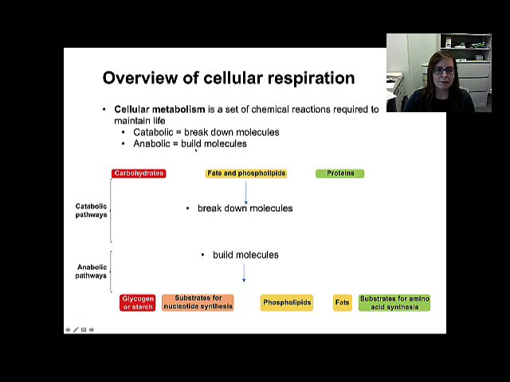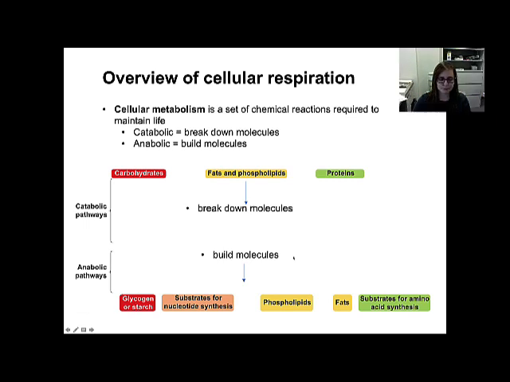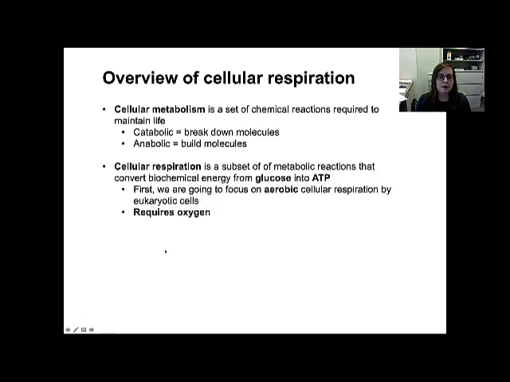And we've talked about anabolic pathways that build molecules, right? So we talked about pathways that link a bunch of glucose together to make glycogen or starch. So these are catabolic pathways and anabolic pathways. And what we're really going to focus on for the next couple classes is cellular respiration. This is a subset of metabolic reactions that convert biochemical energy from glucose into ATP.